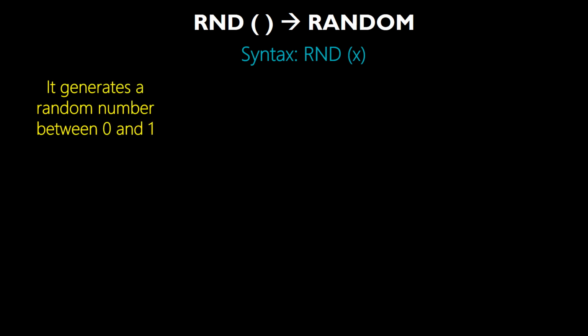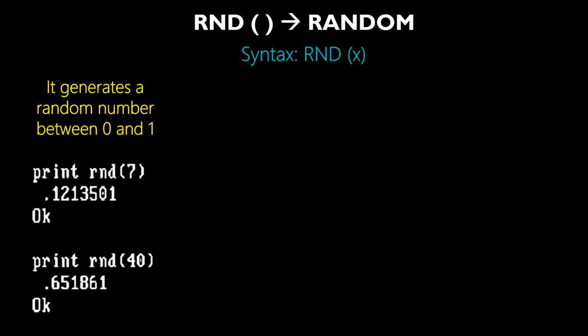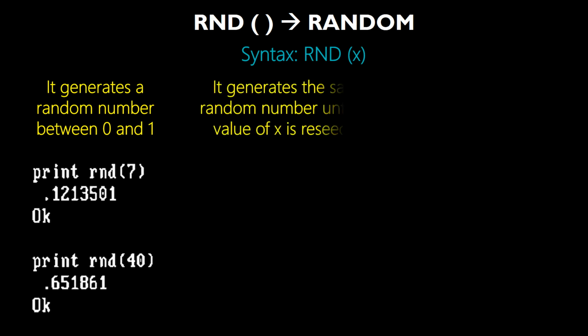RND stands for random. Syntax is RND(x). It generates a random number between 0 and 1. If I say print RND(7), it will generate a random number between 0 and 1, and similarly for print RND(40). It generates the same number until the value of x is changed. It means that if we change the argument, then it will change the value, otherwise it will repeat the same value.